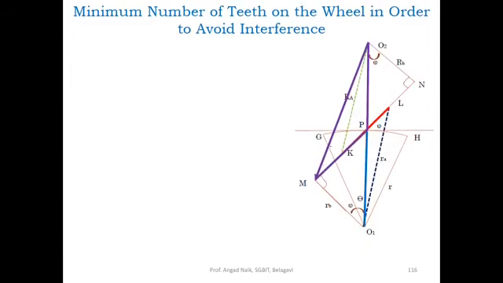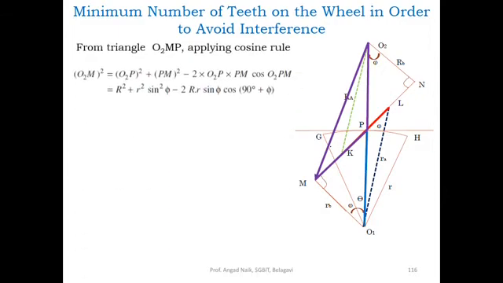This is the extract of the figure. Now we shall apply the cosine rule. Applying cosine rule, we get O2M square is equal to O2P square plus PM square minus 2 times of O2P into PM into cos of the angle formed by O2PM. So O2 is here, P is here, M is here. So again the angle formed here is 90 plus phi. So we rewrite the equation as R square plus R square sine square phi minus 2R sine phi cos of 90 plus phi.